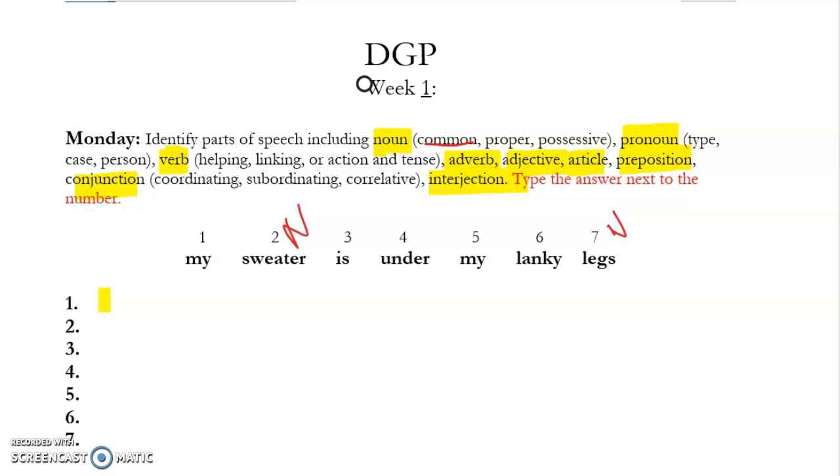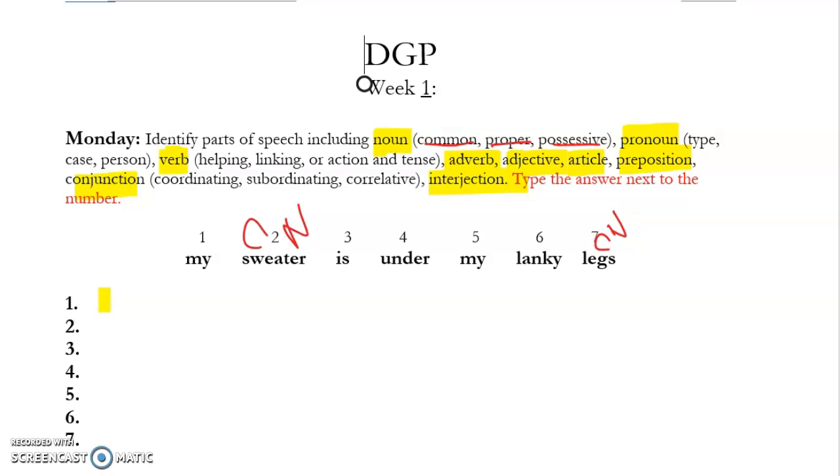Inside noun, you need to decide: is it common, proper, or possessive? Well, a sweater is a common noun, and legs are common nouns. Common means they're not specific. Proper means they are specific, so capital letters. And possessive has apostrophe S or S apostrophe.